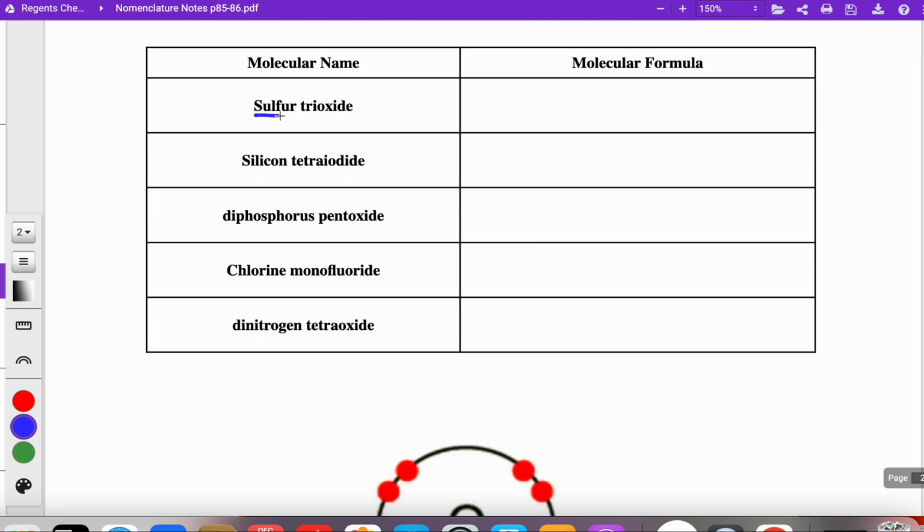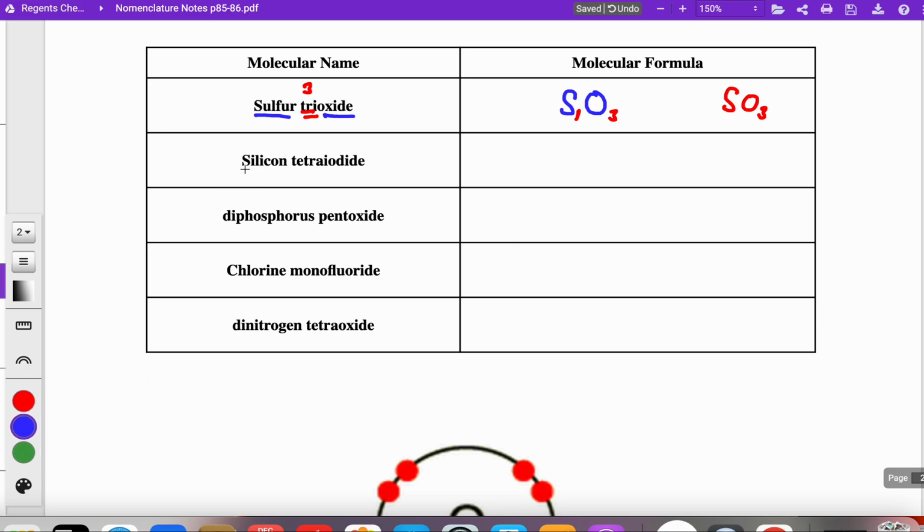So my first element is sulfur, and the second one is oxide. So I know sulfur uses an S, and oxide refers to O. Sulfur, no prefix, so I understand the subscript is 1, and I see a tri in front of the oxygen, and that means 3. So my final answer would be SO3.